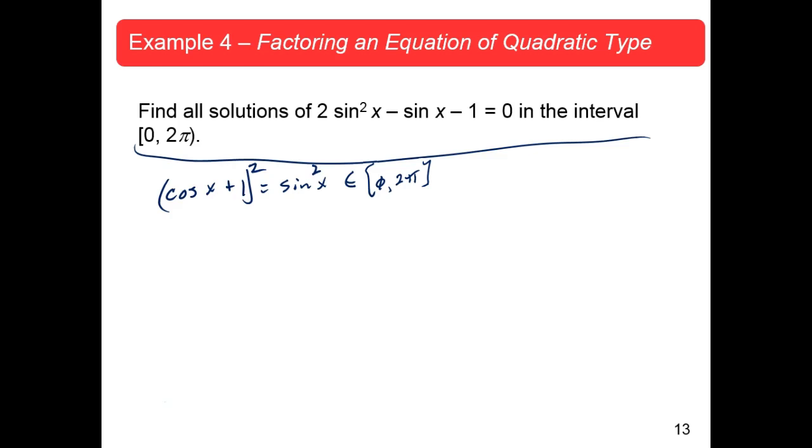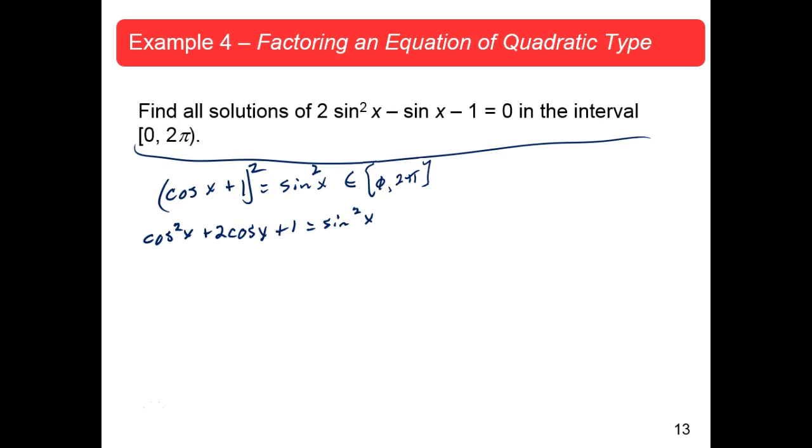Cosine squared x, I'll buy that, plus 2 cosine x, very good, plus 1. And that's equal to sine squared x. Now, did that help us any, or did that just make it worse? How? The sine squared x.